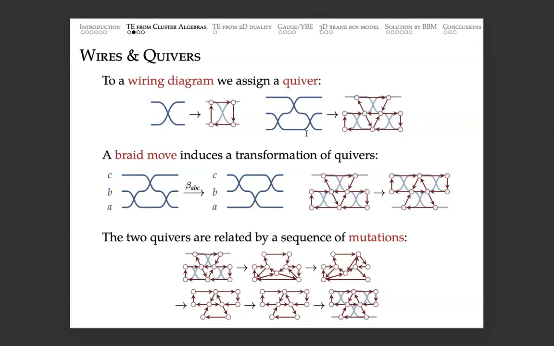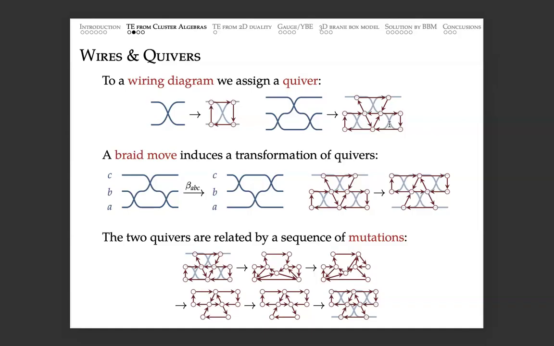Let me introduce another wire and make a slightly more complicated configuration. Here in the next example, you have three wires and they intersect like this. According to the rule I just explained, I can assign a quiver. A quiver, by the way, is just a directed graph. So you have vertices connected by arrows. Here, the associated quiver is this one. Around each vertex, you have a square of arrows connecting vertices. I hope this is clear.